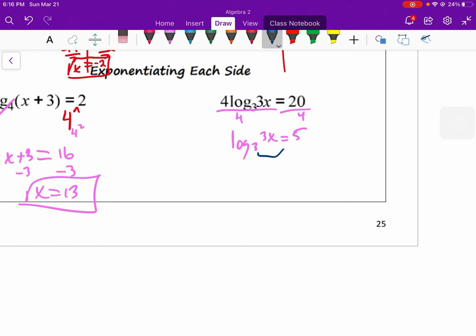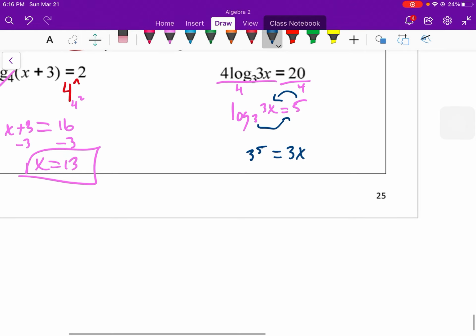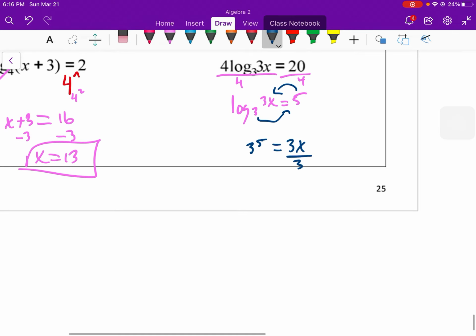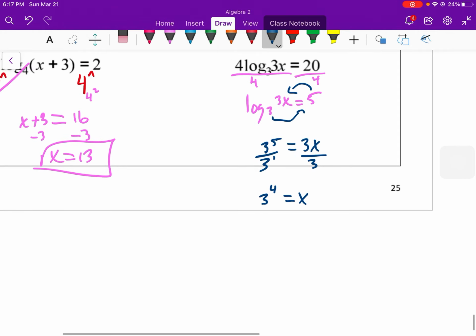The other way we could do this is doing 3 to the power of 5, we learned this at the beginning of the week, equals 3x. So then we're isolating for x, divide by 3. We could use our quotient rule where we have the same base and subtract our exponents. So this is equivalent to 3 to the 4th power, because that's an exponent of 1, equals x. 3 to the 4th is 81, so x equals 81. Or you could take 3 to the 5th, which is 243, divided by 3, and get 81 the same way.